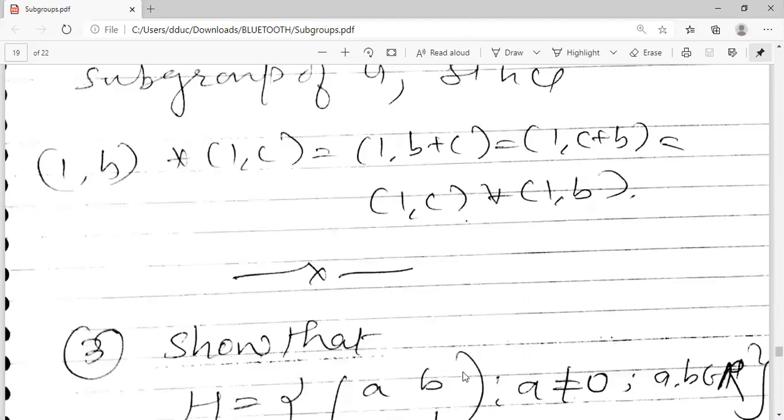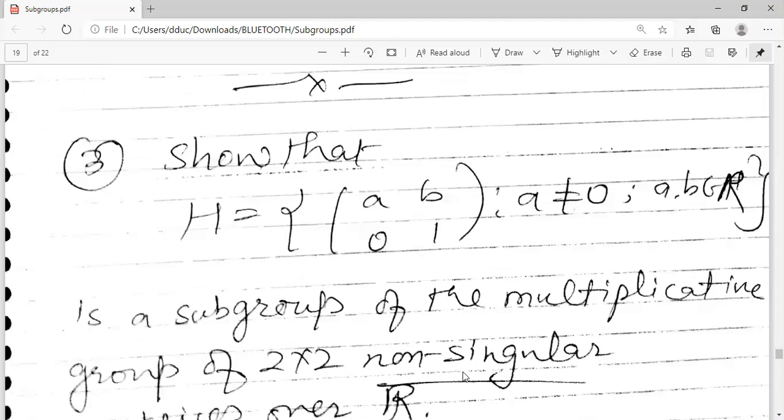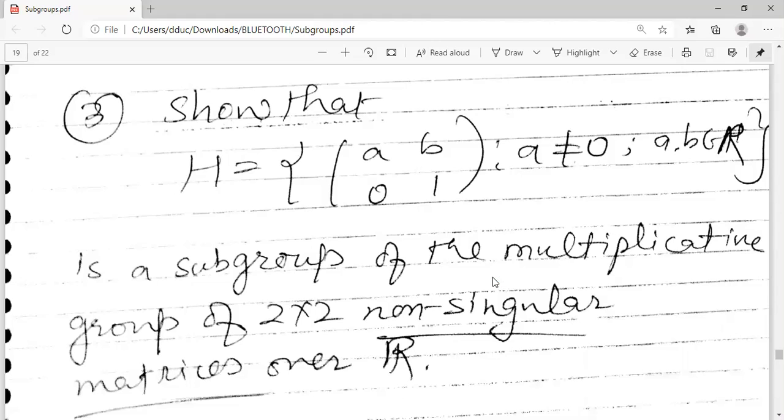Now, this is the third example. Again, matrices. You have 2 by 2 matrices of this form, (a, b; 0, 1), where a is non-zero and a, b are real numbers. We have to show that this is a subgroup of the multiplicative group of 2 cross 2 non-singular matrices. You have a group G of all 2 cross 2 non-singular matrices under multiplication, and H is a subset given to you. You have to prove that H is a subgroup of G.